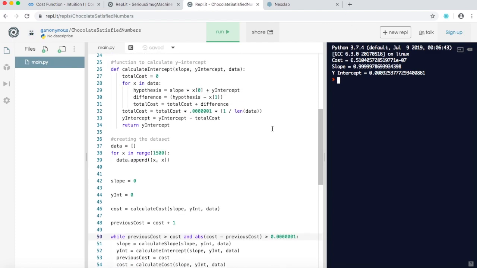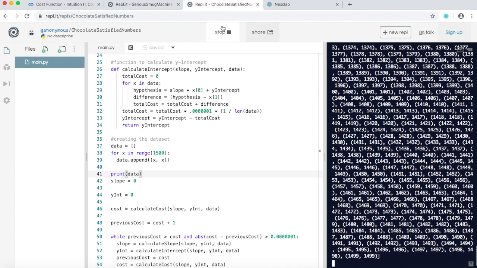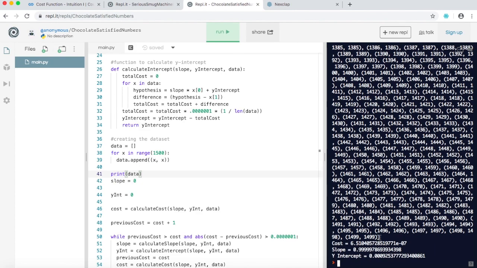And because this is a data set of the same coordinates for x and y, let me print the data set again. Because this data set has the same values for x and y, the equation that we expect to get when we run this program is that the slope is 1 and the y-intercept is 0.